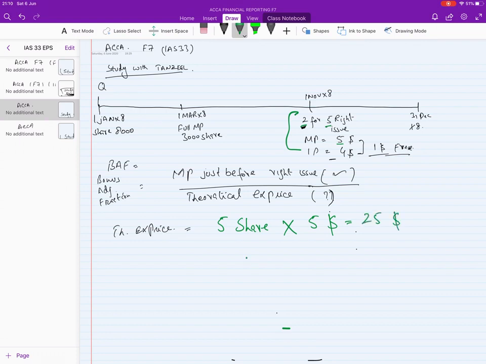And if you have 5 shares you will get 2, sorry, in this question you will get 2 shares for less price. What is our exercise price or issue price? It is $4. It means you will have $8. What is the total number of shares? 7.